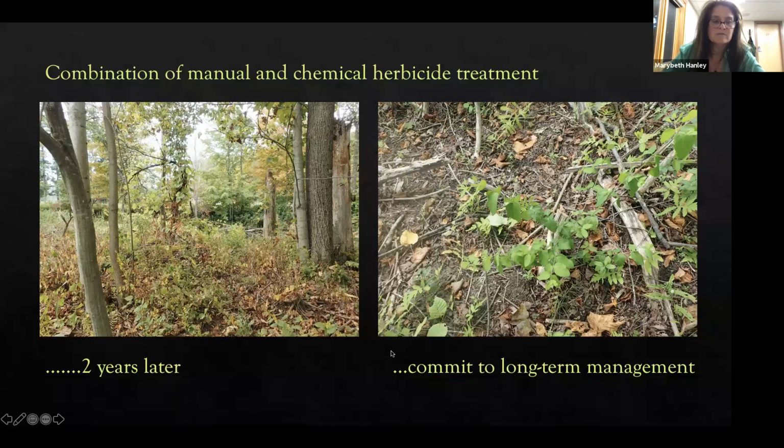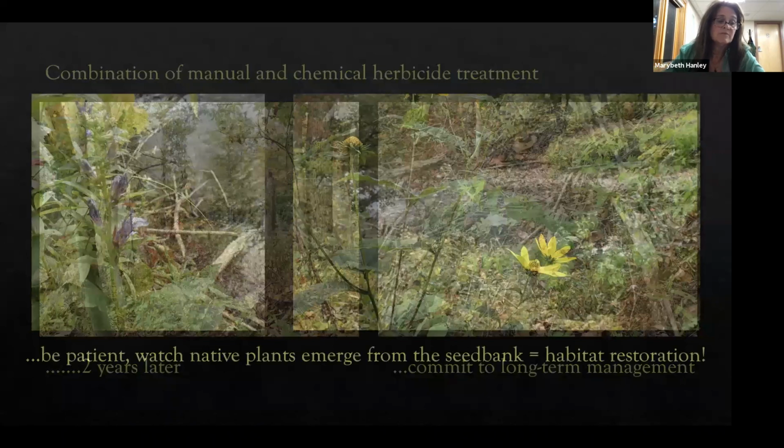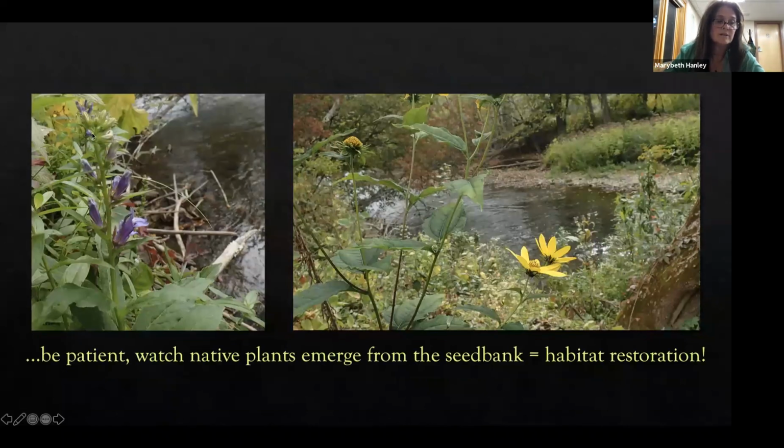if you want to really restore this habitat, you want to commit to the long term and continue to remove the plants and treat them chemically. But even a couple of years later, this is a rare plant, a great blue lobelia that grows on river floodplains, and this is coming from the seed bank. So plants are actually parts of this space that we've worked on. You can actually see native plants emerging from the seed bank. So habitat restoration.